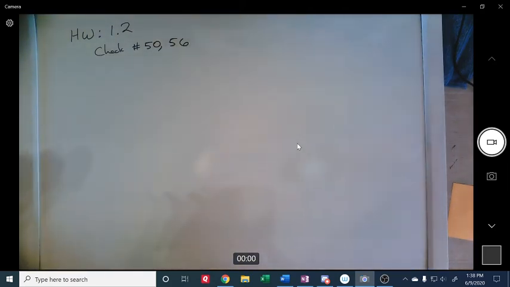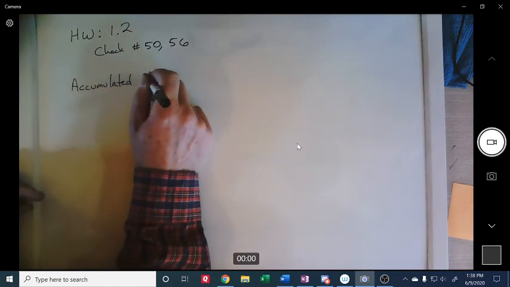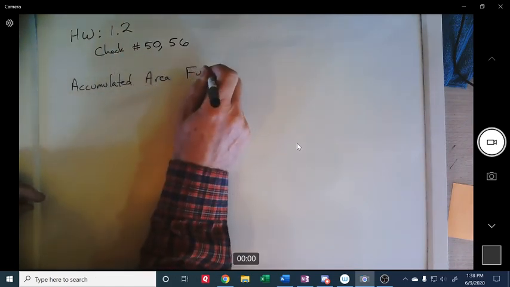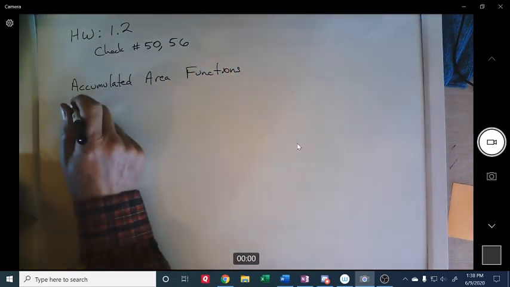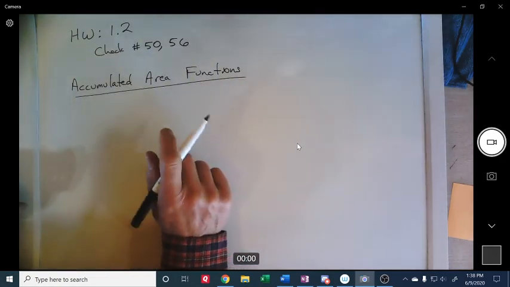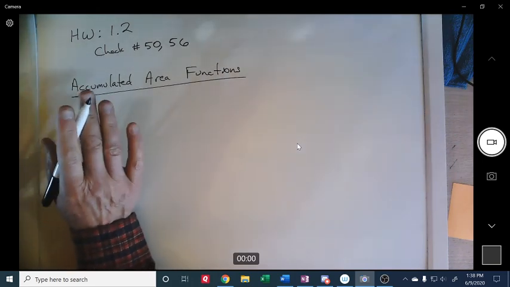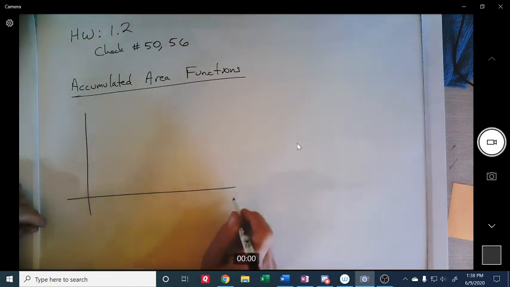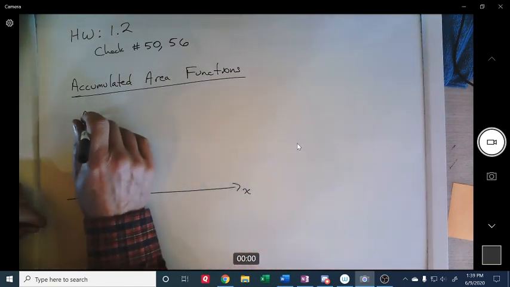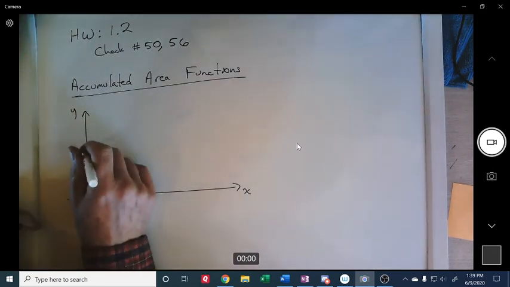They're called accumulated area functions. And accumulated area functions are something very different, and it takes a little while to get used to them. Let's start with something that's really, really simple. Suppose I had a function that had a height of 4.